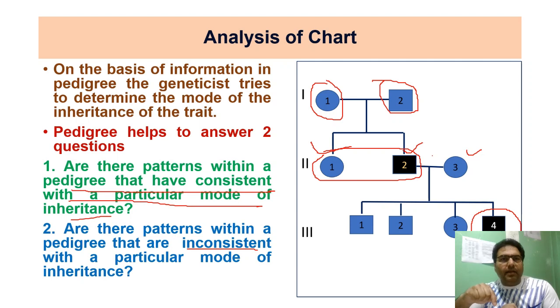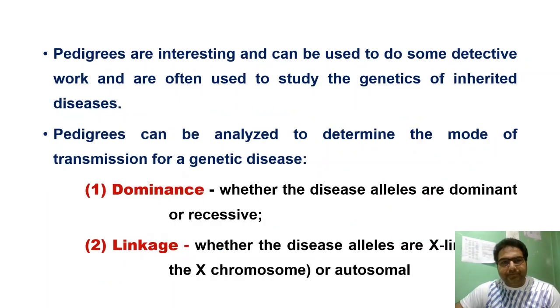Now, by this pedigree chart, the scientists simply want to infer whether the disease in a family is following a consistent pattern in a particular mode, or an inconsistent pattern is being followed by the disease. That is why these pedigree charts are made.